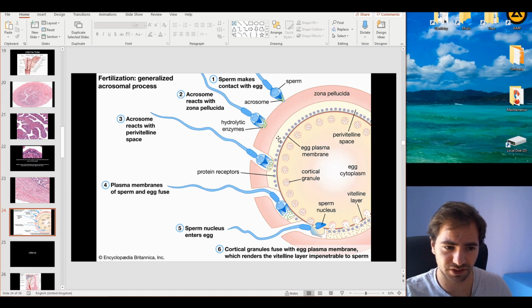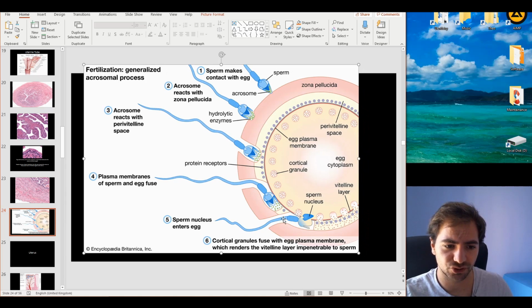perivitelline space. This is nothing more than just the space between the zona pellucida and the specific protein receptors that surround the plasma membrane of the oocyte. The point here is that we're going to have the penetration of the sperm nucleus, after the attachment and after the penetration, of course, of the sperm to the cell membrane of the oocyte. One interesting feature is that we have these cortical granules.